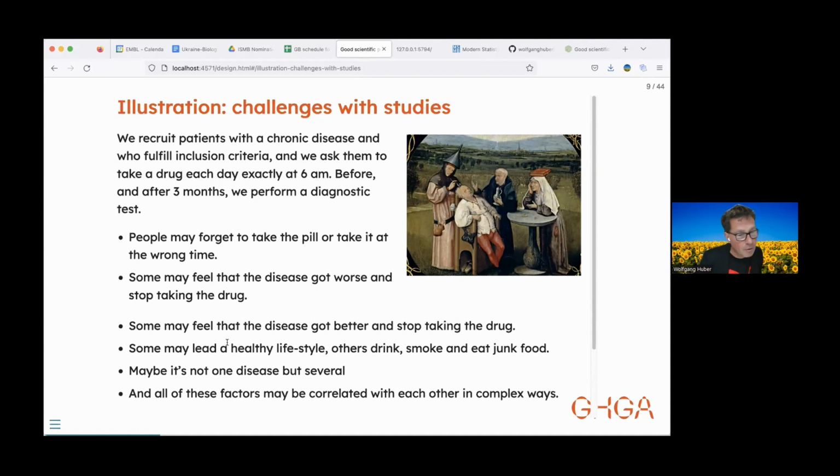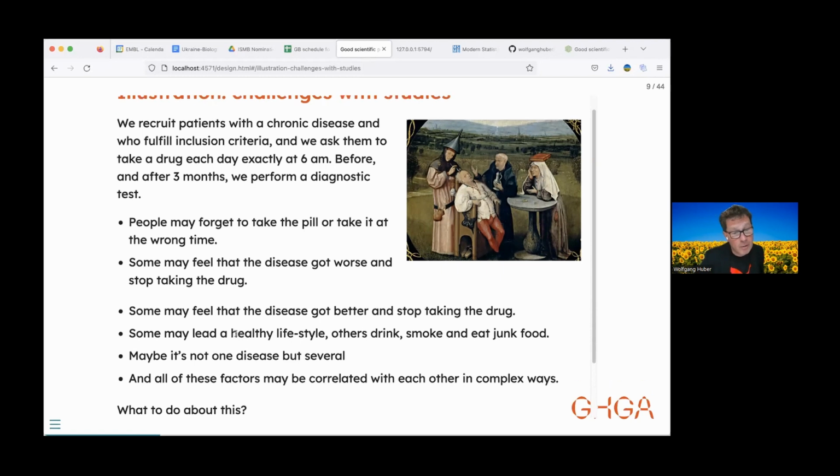There are confounding factors, so some may lead a very, let's say, good, healthy lifestyle. Others smoke, drink, and eat junk food. Maybe, in fact, it's not one disease, but several. We just lump them into one bin because we don't know better. And all of these factors may even be correlated with each other in complex ways. So obviously, lots of confounding things that can go wrong.